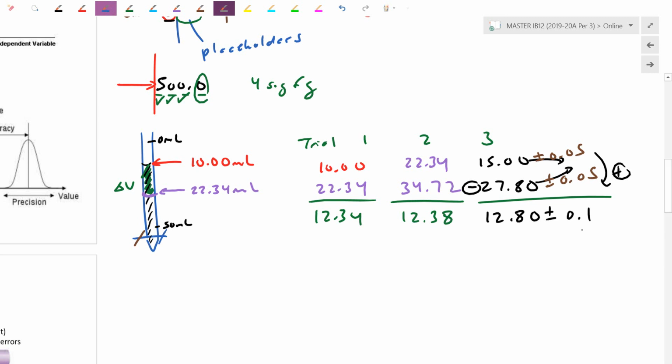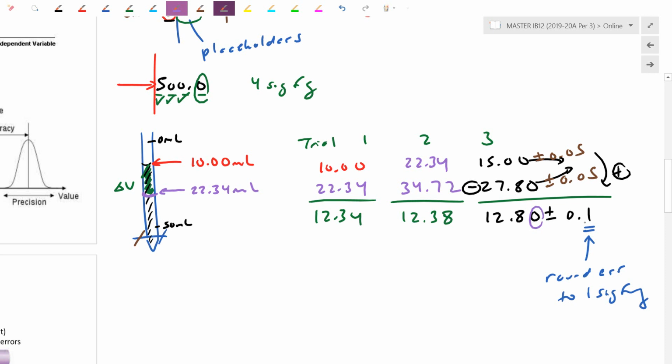Remember to always do a double check here. We're going to always round our error to 1 sig fig. And then what we're going to match up for is to make sure that the guess, in this case, our significant figure rules here actually let us keep that second decimal place.